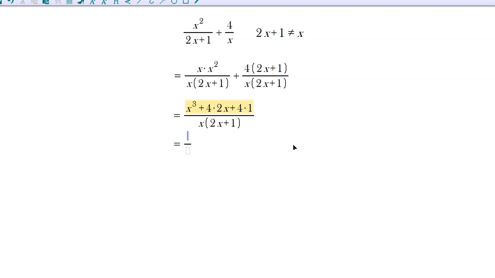And then you can say x cubed plus 8x plus 4. And in the bottom you have x times 2x plus 1. This is x cubed plus 8x plus 4. All the terms are different, unlike, because this is x cubed, not the same as x to the first, and certainly not the same as a constant. So you would leave it in this form, and then this would be considered the answer.